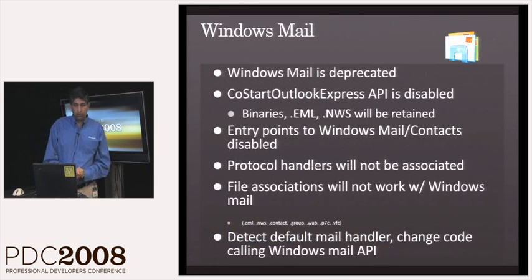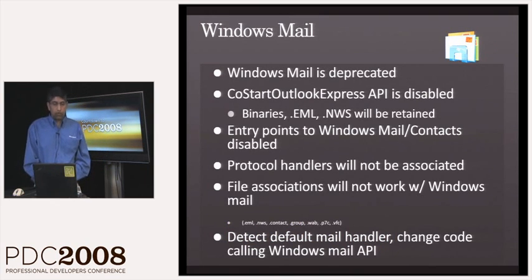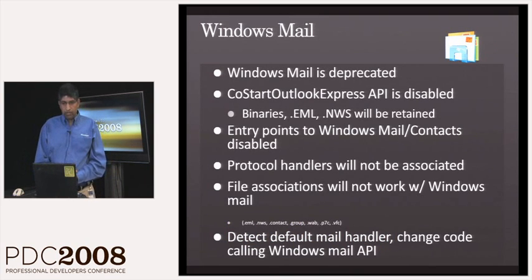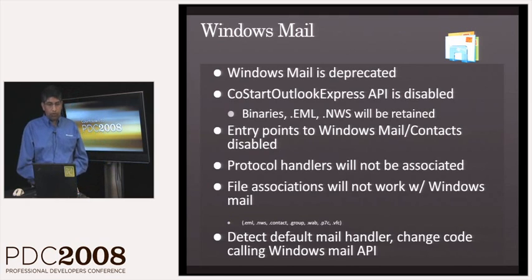With that in mind, let's move on to the next topic. The next one is Windows Mail. Windows Mail in Win 7 is deprecated. What does that mean? Many of the APIs are disabled. Many of the entry points are not supported. Protocol handlers will not be associated, and file associations will not work with Windows Mail.